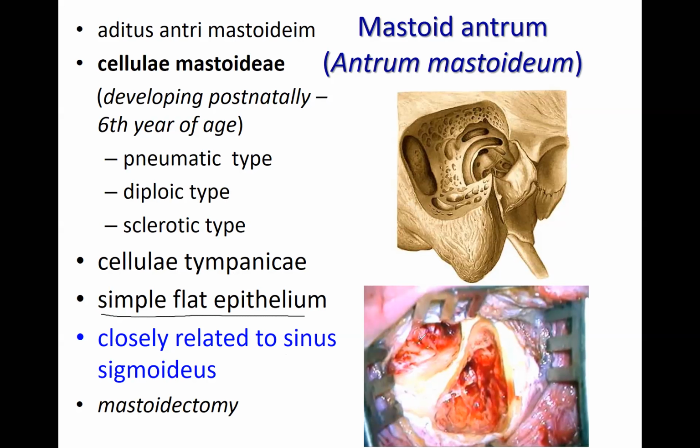And a very important clinical information is that here dorsally is a very thin wall toward the sigmoid sinus. So if there's a chronic inflammation in the ear cavity, it can spread into the mastoid process air cells. Then we have a mastoiditis, and there's a danger that it can go into the sinus and can cause thrombosis of the sinus and another spread into the cranial cavity. So we treat it by opening the mastoid air cells and cutting them away, which we call mastoidectomy.